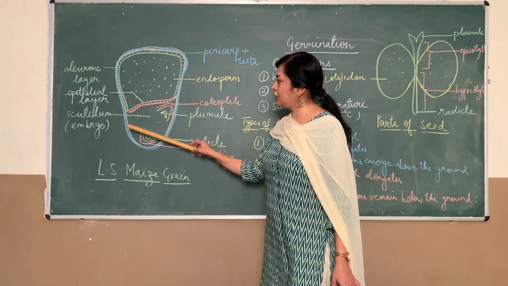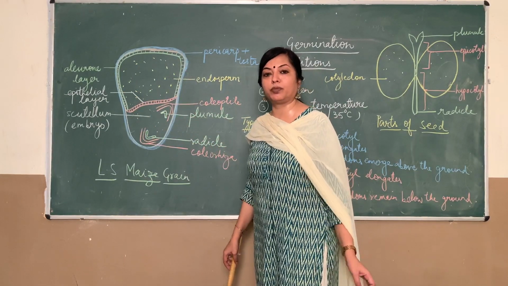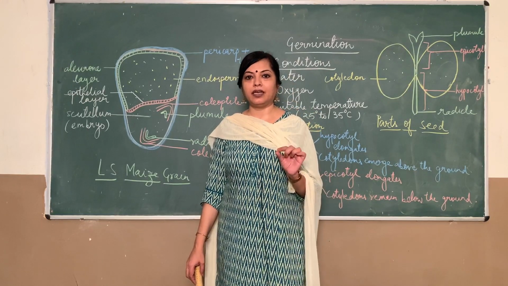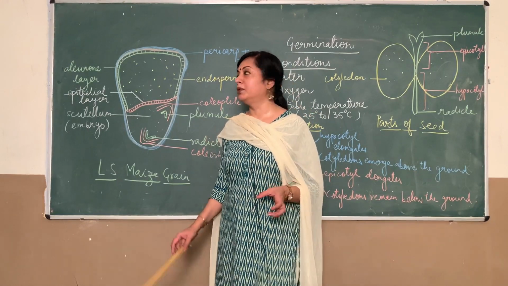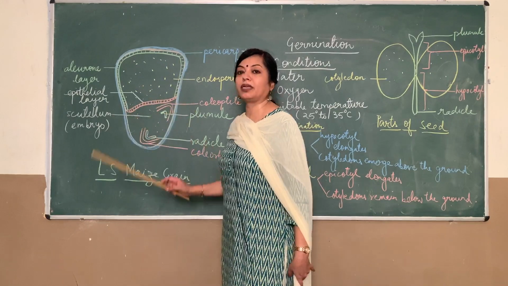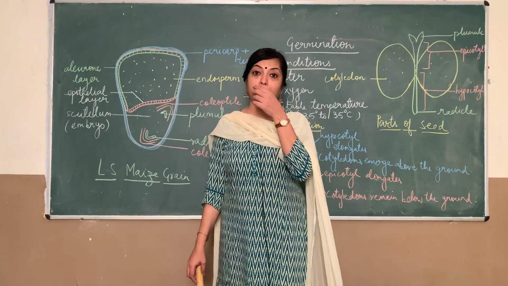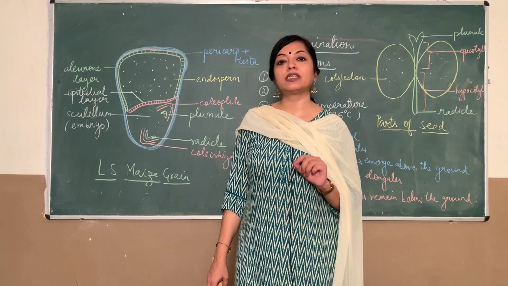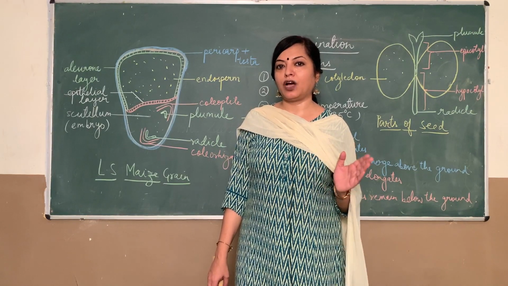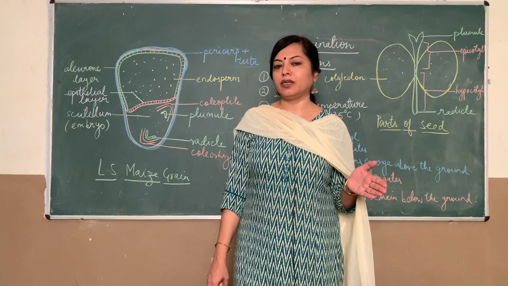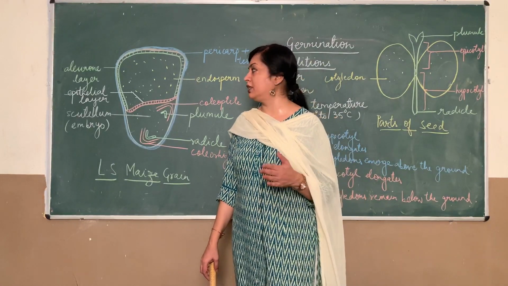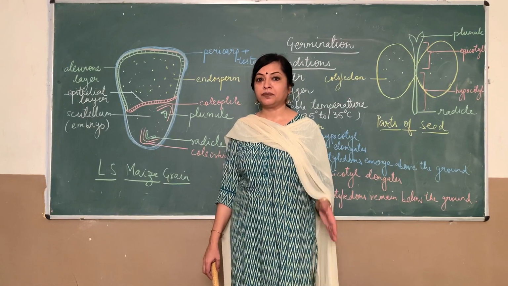Now you can see the shape of the maize grain. All of you must have eaten corn or maize. This is a single grain from a complete maize cob. This is what it looks like from inside. And unlike bean, which has two cotyledons, maize has only a single cotyledon. So we are now comparing the two. Bean is dicotyledonous and maize is monocotyledonous because it has only a single cotyledon.